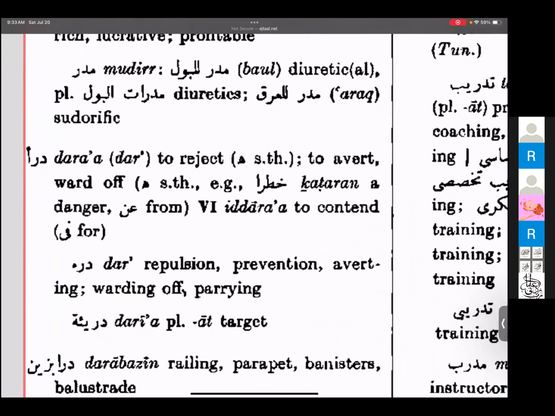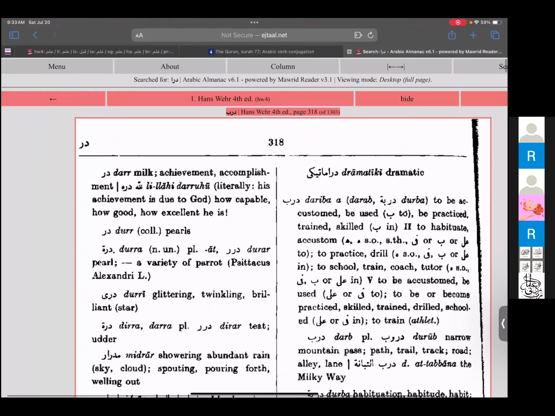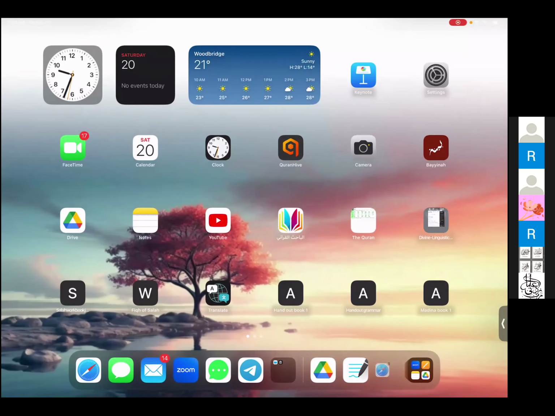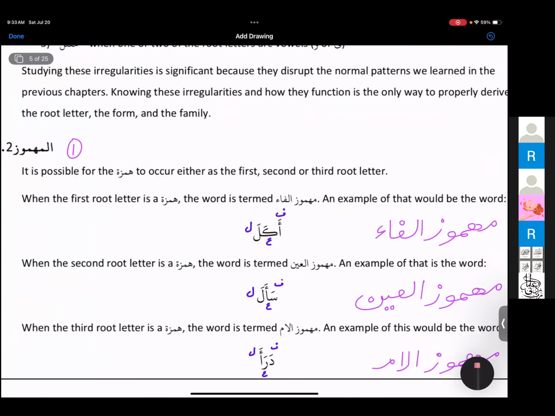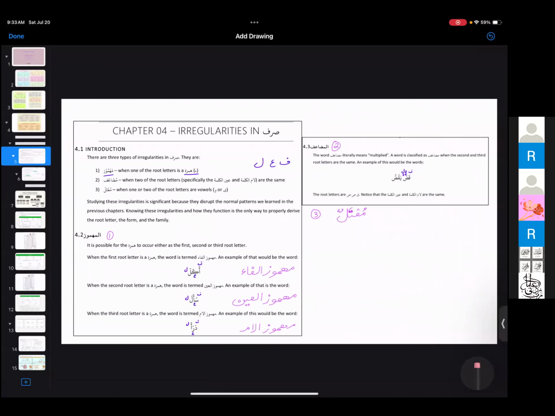Which dictionary are you looking at, Ustad? This is Hans Wehr. It's very nice. Yeah, okay. So now back to the lesson. So that was our mahmuz business.